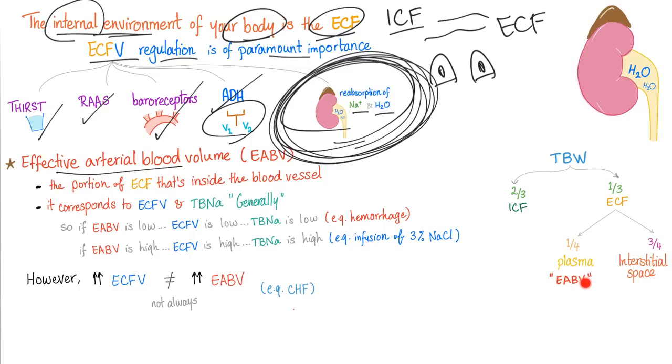Then, let's say you have been infused with 3% sodium chloride because your doctor is an idiot. Effective arterial blood volume is high. Yep, we're gaining fluid. Extracellular fluid volume is high. Yep, we're gaining fluid. Total body sodium is high. Yep, you're gaining fluid that contains sodium.